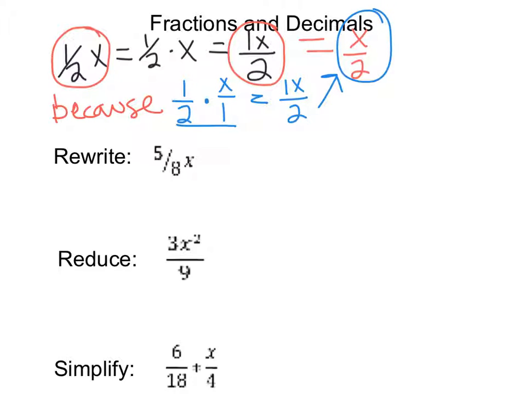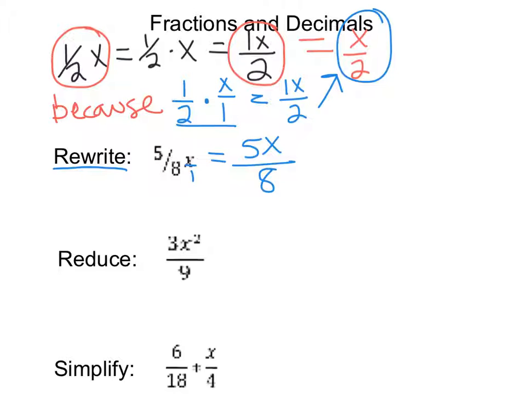So, for an example, I would like you to go ahead and try to rewrite 5/8 x. That's our first example here. Take a second and try to rewrite that in your notes. So you should have realized that the x is also a numerator, which is the same as x over 1. So we would get 5x on top and 8 on the bottom. So 5x over 8 is another way to write 5/8 x.